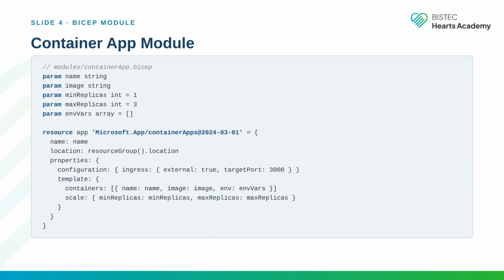On screen, a minimal Bicep module for a container app. Parameters for name, image, replica counts, environment variables. Resource block declares Microsoft.App/containerApps. Location follows the resource group. Ingress external, port 3000. Template with one container and scale settings. 15 lines. Reusable across every environment.